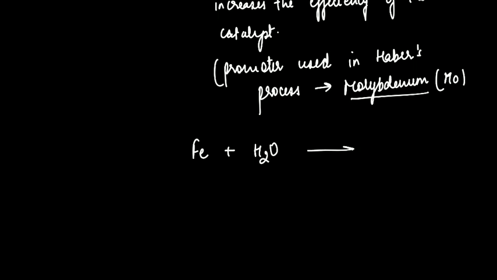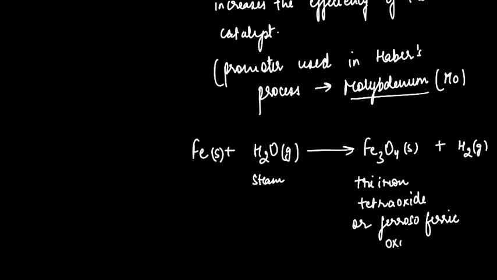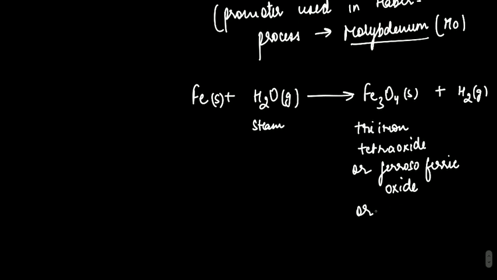Iron reacting with steam. This is steam. Steam has to be in the gaseous state. This is in the solid state. And it is forming Fe3O4, which is in the solid state, and hydrogen gas. So Fe3O4 is also called triiron tetroxide, or we even call it ferroso-ferric oxide, or we commonly call it a mixed oxide of iron.